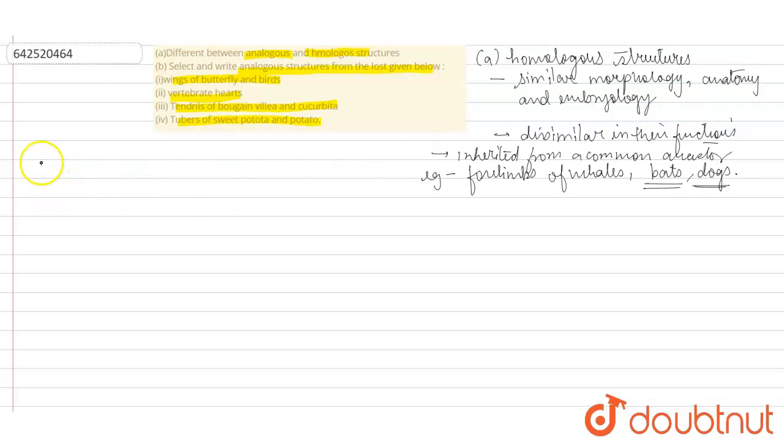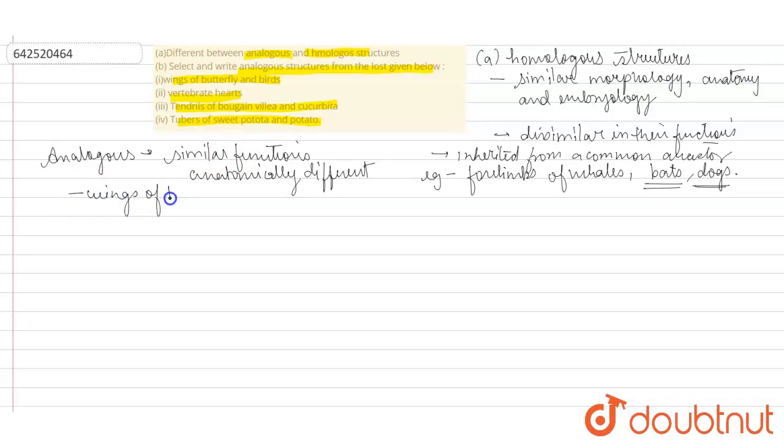Whereas the analogous structures are completely opposite of these homologous structures. These structures perform similar functions, and even look similar, but they are anatomically different. A very important example of analogous structures is wings of bird and wings of insect. Wings of bird and insect.